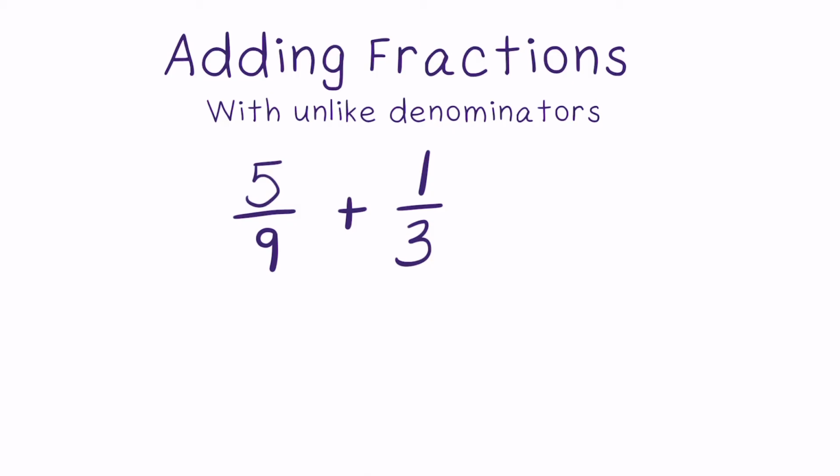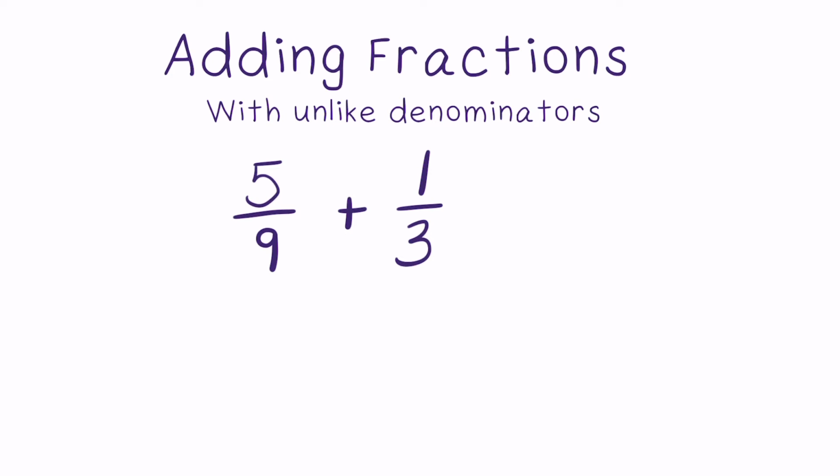Let's practice adding fractions using the example of 5/9 plus 1/3. This example of adding fractions uses unlike denominators. That just means that the denominator of the first addend, 9, is different or unlike the denominator of the second addend, 3. Every time you approach a problem that's asking you to add fractions, you should look first at the denominators. This is very important because in order to add fractions accurately, you need to find a common denominator.